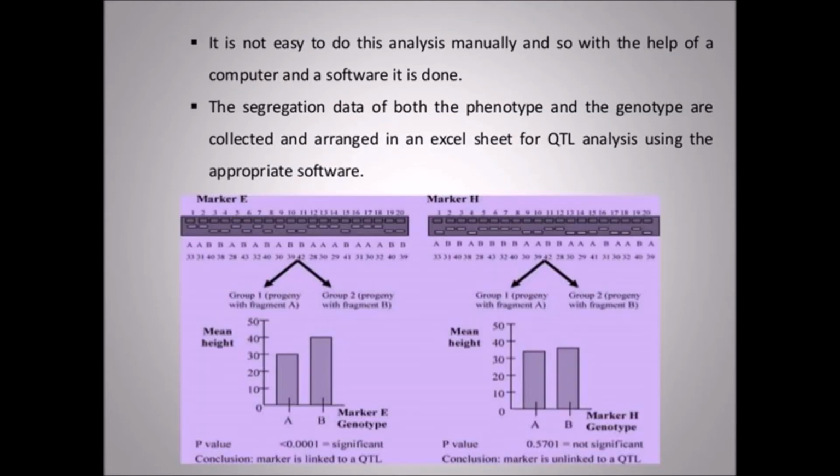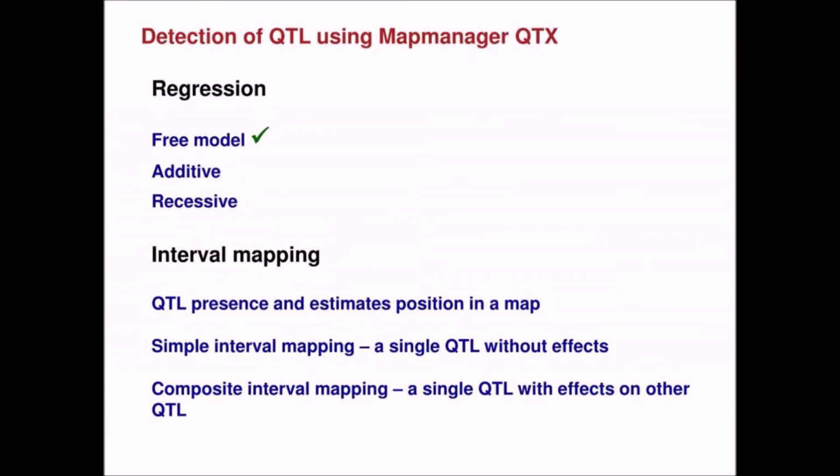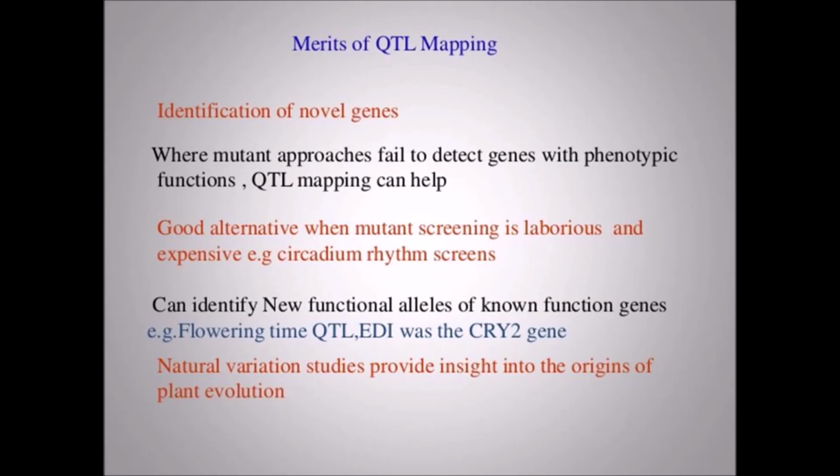It's not easy to do this analysis manually, and so with the help of a computer and a software it is done. The segregation data of both the phenotype and the genotype are collected and arranged in an Excel sheet for QTL analysis using the appropriate software. See, this is one of the free software, and here we can do interval mapping, regression, QTL presence and estimate position in a map, simple interval mapping, a single QTL without effects, composite interval mapping, a single QTL with effects on other QTL.